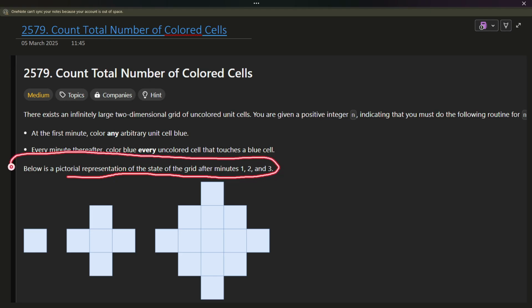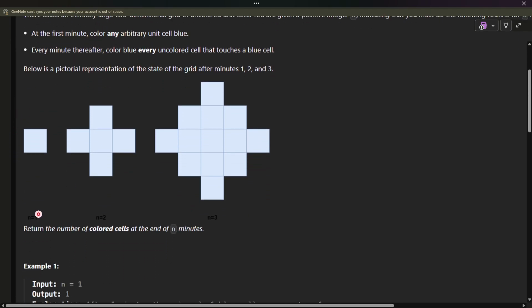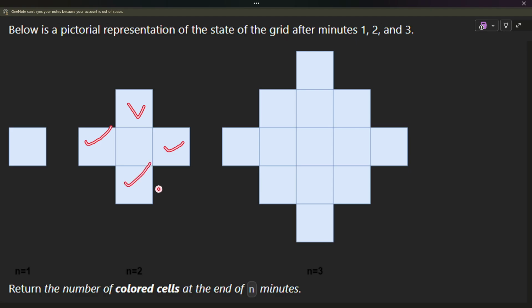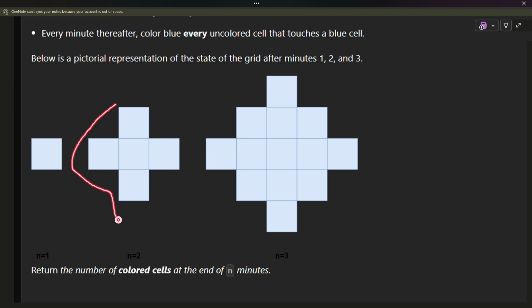So let's see. At first, n equal to 1, so this cell is colored. At n equal to 2, first this cell was colored, then the adjacent cells were this, this, this, and this. So in total, 5 cells were colored in 2 minutes. Here are the 5 cells.